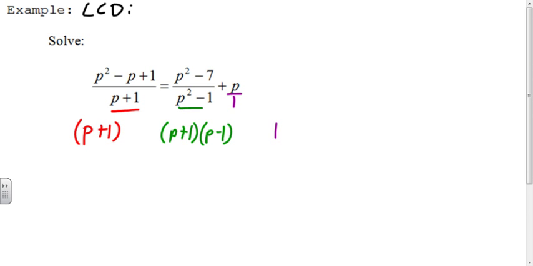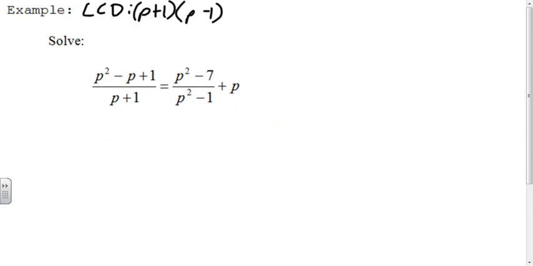Now, looks like our LCD, we just have to take all our factors. Each one has a p plus 1, so we'll put in p plus 1. And as well, there's a p minus 1. So this is our LCD. It's p plus 1 and p minus 1. So I'm going to get rid of these pieces. We need to multiply each piece by our LCD.